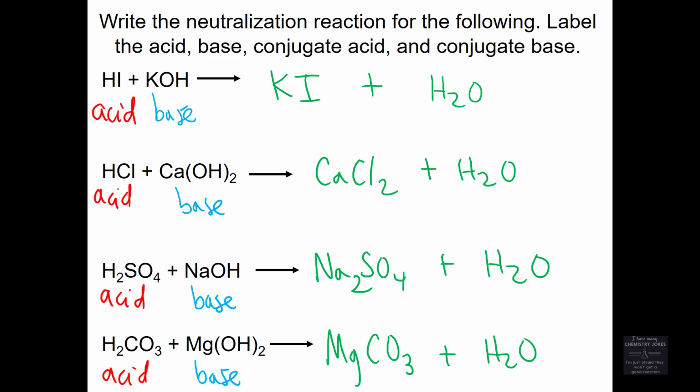The final 2 steps are to make sure each of these equations are balanced and then label the conjugates. I've got 2 H's, 1 I, 1 K, 1 O. Top equation is balanced. Check. I've got 3 H's, 1 chloride, 1 calcium, 2 O's. That's not balanced. How about if I make 2 waters? I've got 4 H's, 2 HCl. I got 4 H's, good. 2 Cl's, good. 1 calcium, 2 O's. Balanced. Check.